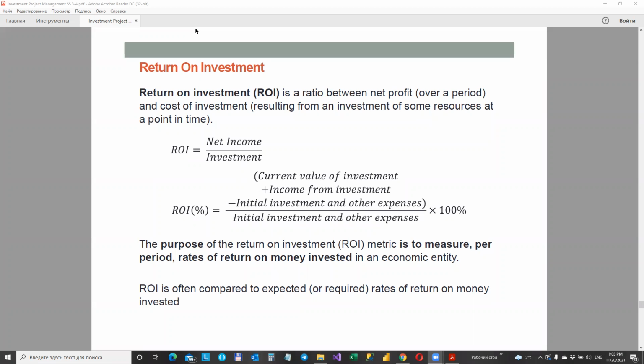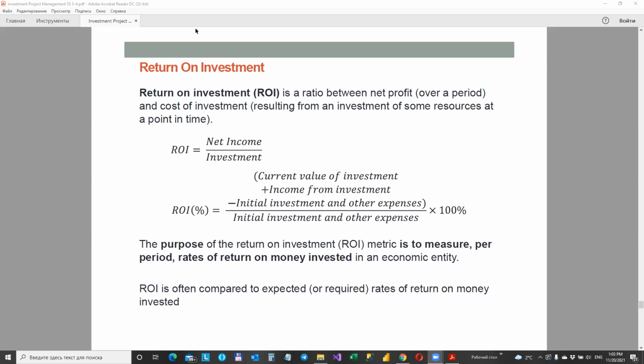The purpose of the return on investment metric is to measure per period rates of return on money investment in an economic entity in order to decide whether or not to undertake an investment. It is also used as an indicator to compare different investments within a portfolio. The investment with the largest ROI is usually prioritized, even though the spread of return on investment over the time period of an investment should also be taken into account.